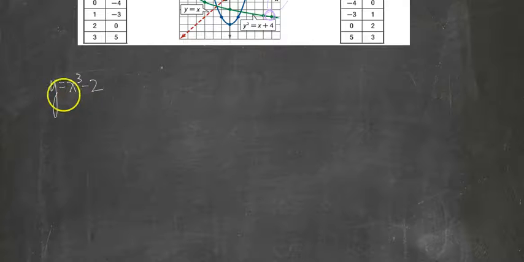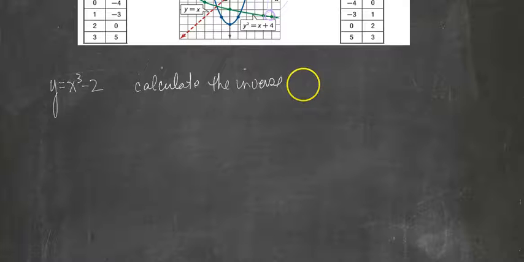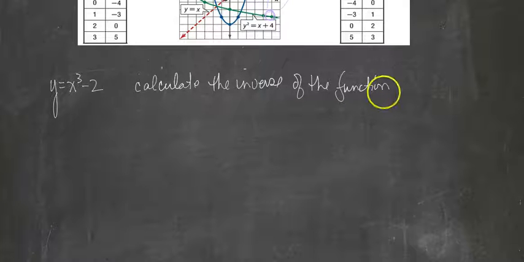So that's the picture that I have on Desmos. And if I'm asked to calculate the inverse of that graph, it happens to be a function, so I'll call it that. I'm asked to calculate the inverse.